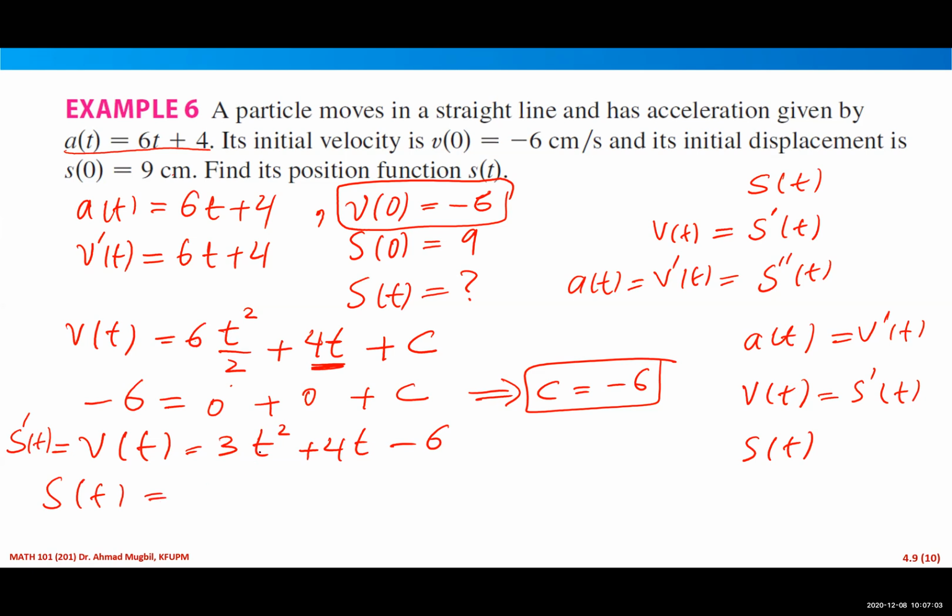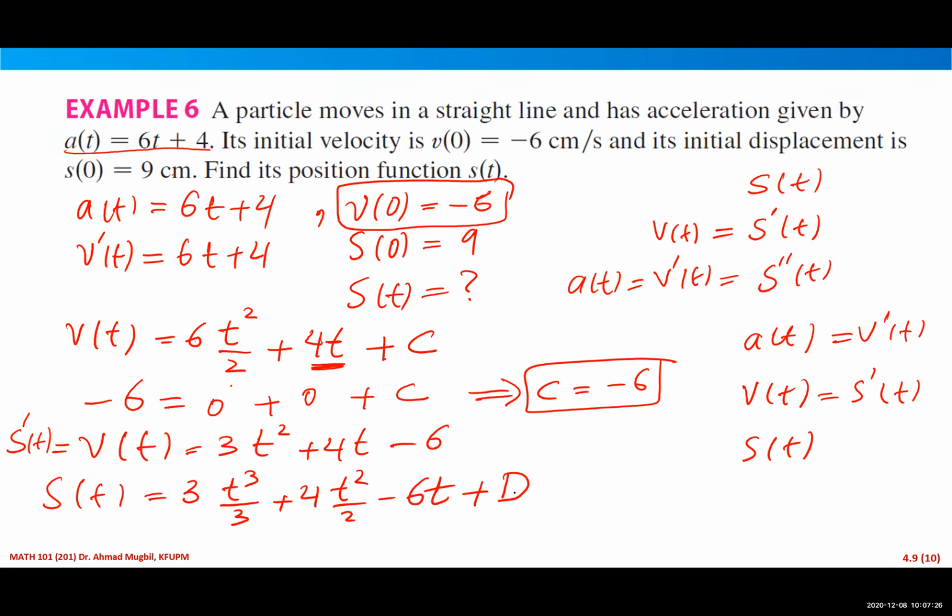So this will be 2 to the power 3 over 3. So it will be 3t to the power 3 over 3 plus 4t to the power 2 over 2 minus the antiderivative of 6. It is what? 6t plus Mr. Constant. Let's call it D this time, because we have C. You can call this one C1 and this is C2.